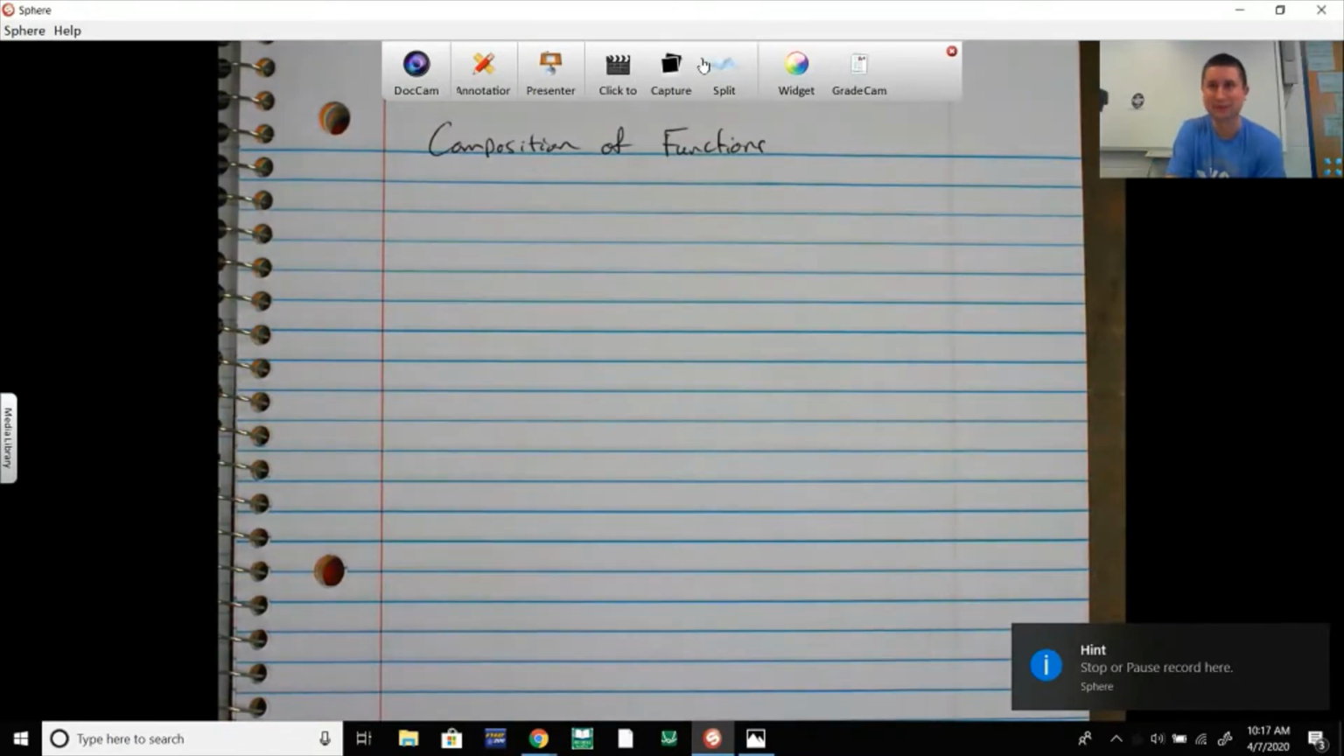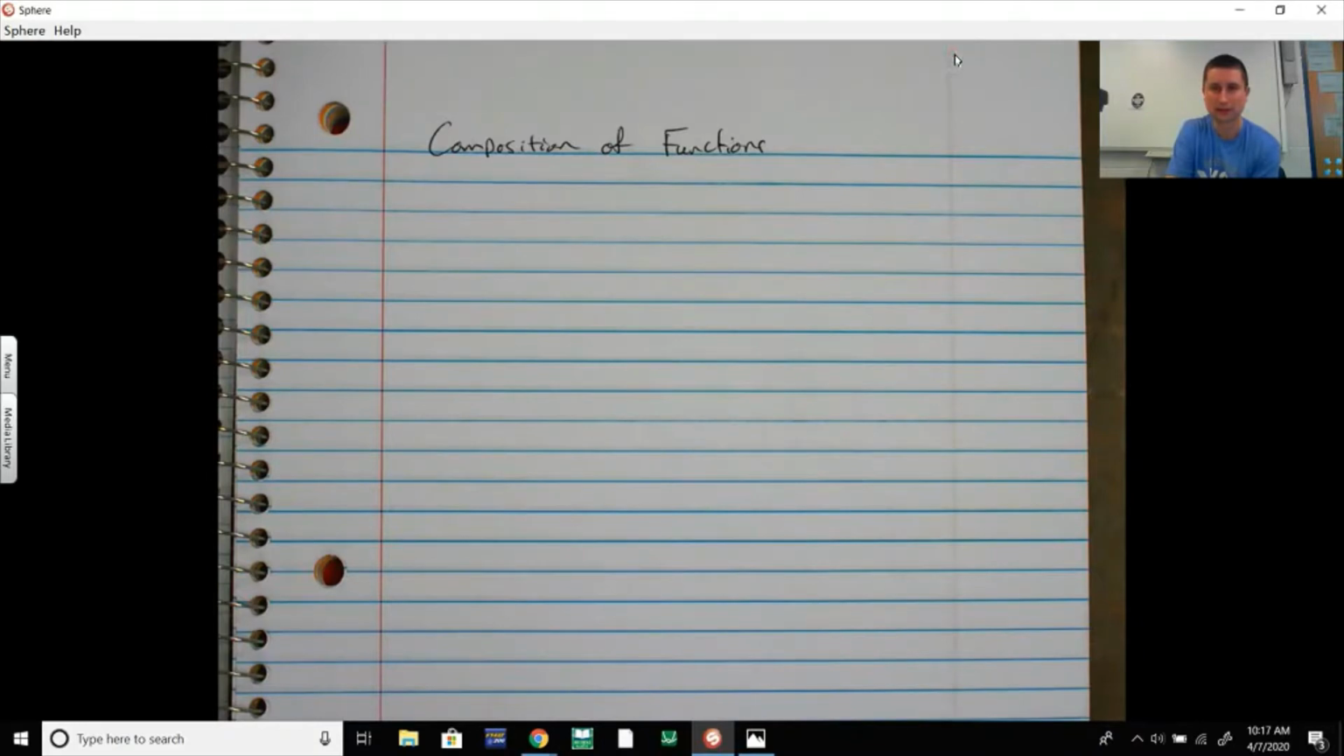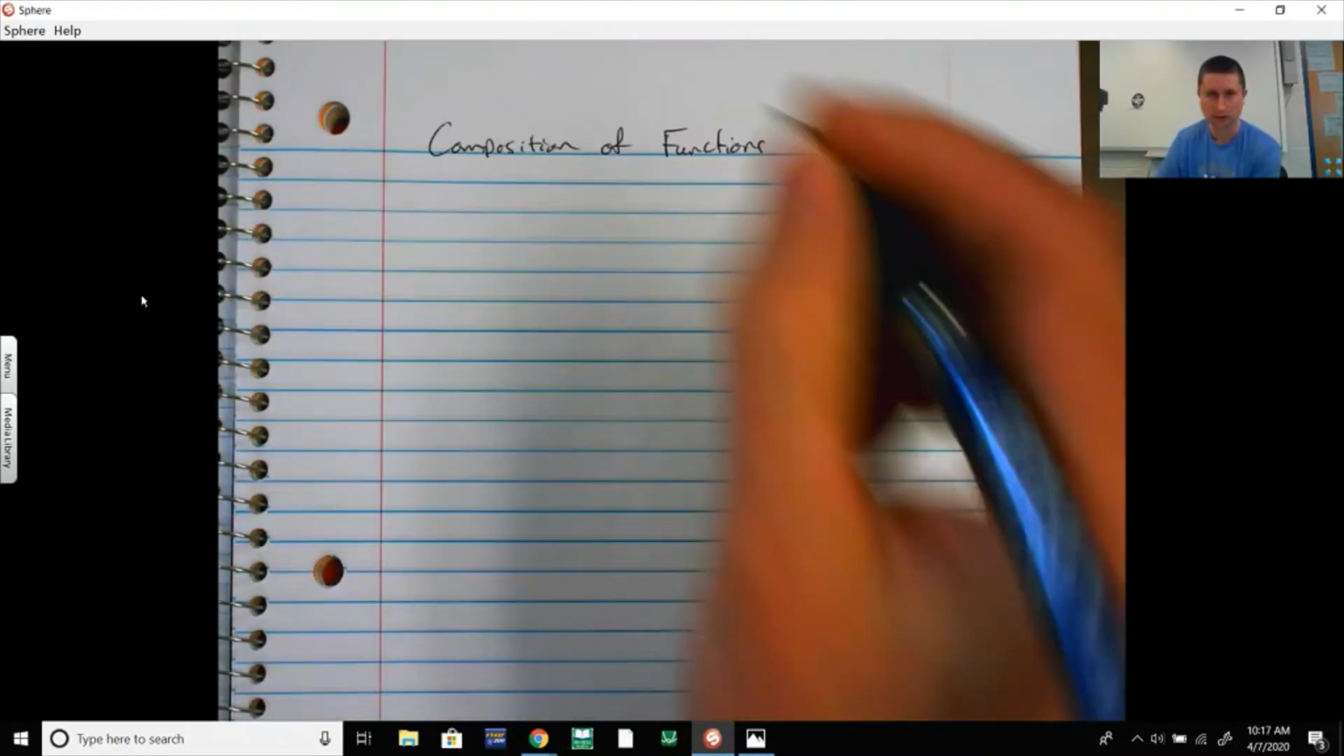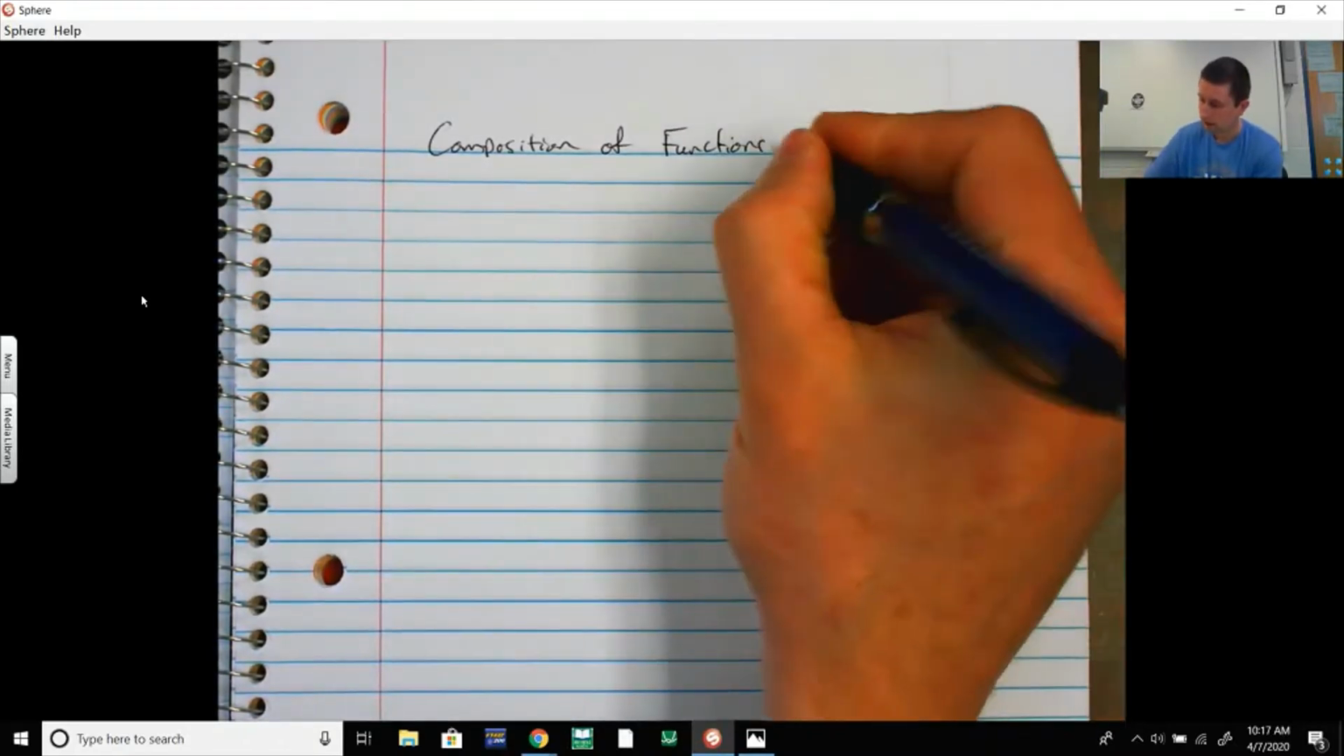Hello, hey there, Algebra 2. This is the lesson on composition of function. This is a kind of something extra in the book. It's not necessarily out of a chapter. I honestly should have covered it earlier, but we're getting to it right now.